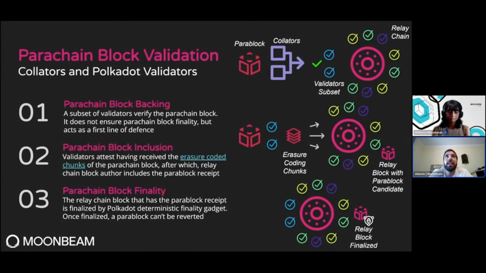So this is basically like a three-step process. You have the backing, the inclusion, and then the finality. And this is important because that is similar to the article that I shared, the path of a parachain block through the relay chain, how it goes through the relay chain.